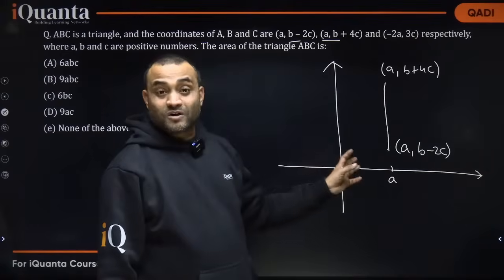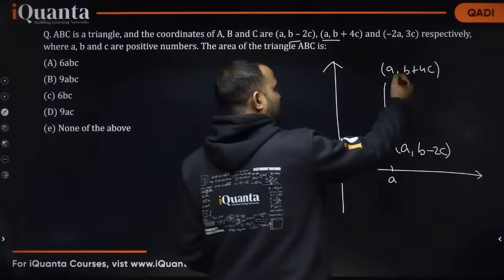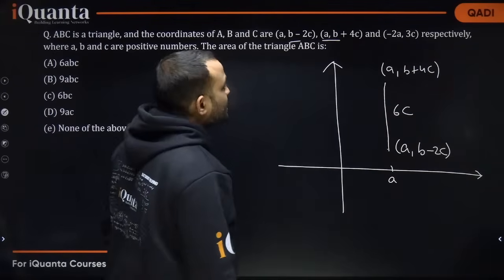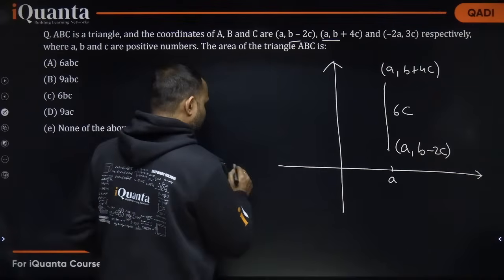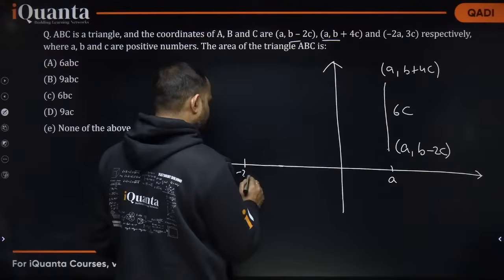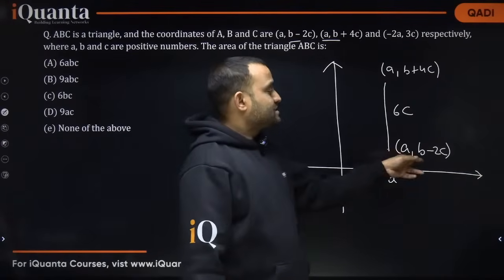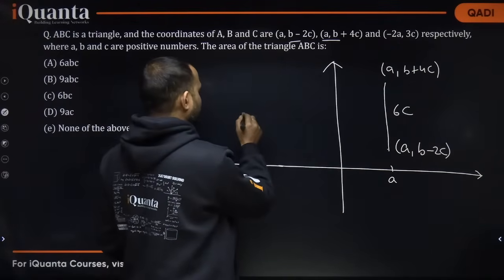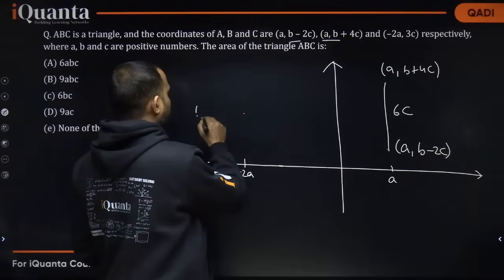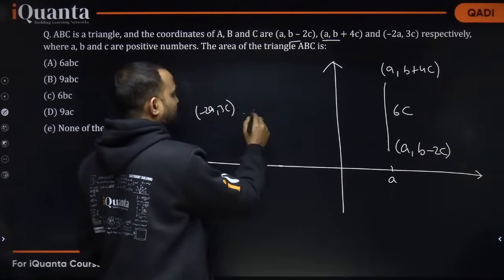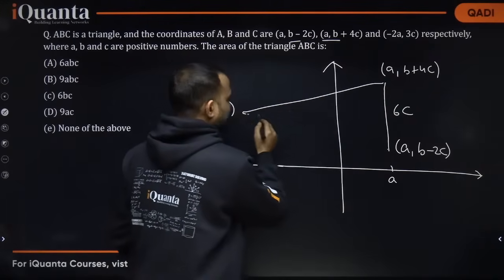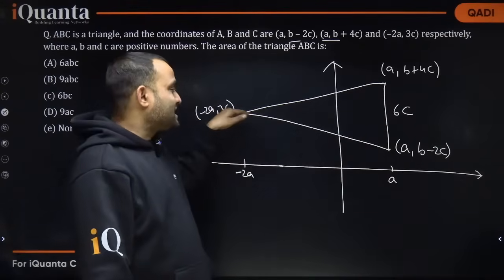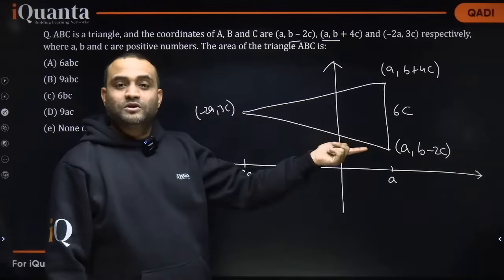What will be the length of this? The length of this will be straight away the difference of height, which is equal to 6C. Now the third point is (minus 2A, 3C). So minus 2A will be somewhere here. If you take the difference of these two, you are getting 3C. So this point will be (minus 2A, 3C). So now the triangle is like this. We know the length of the base, which is 6C. If we know the height, then we will be able to find the area.